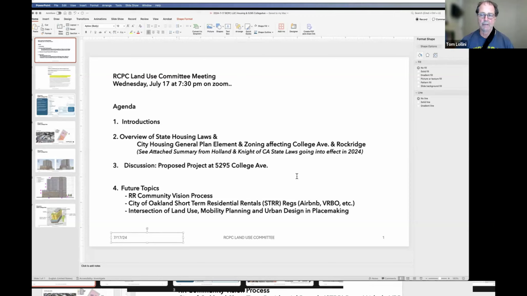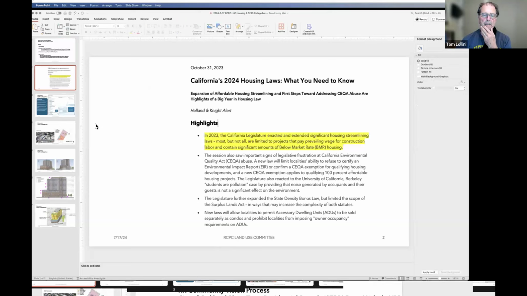Other lawyers may have different views. Sue may have a different view. But I sent out a summary from a firm called Holland and Knight. I have no idea who they were. I just know that they had what I thought was a pretty effective, succinct assessment of what's changed in housing laws just since 2024. You can read that at your leisure. This is just their highlight.